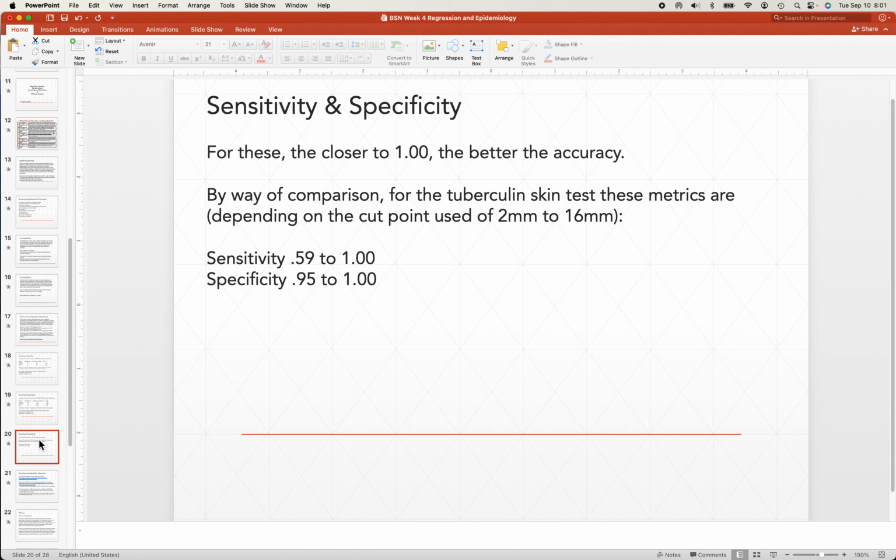And with those, our sensitivity can range from 0.59 to 1.0, and our specificity can range from 0.95 to 1.00. I have to tell you a quick story about tuberculosis.